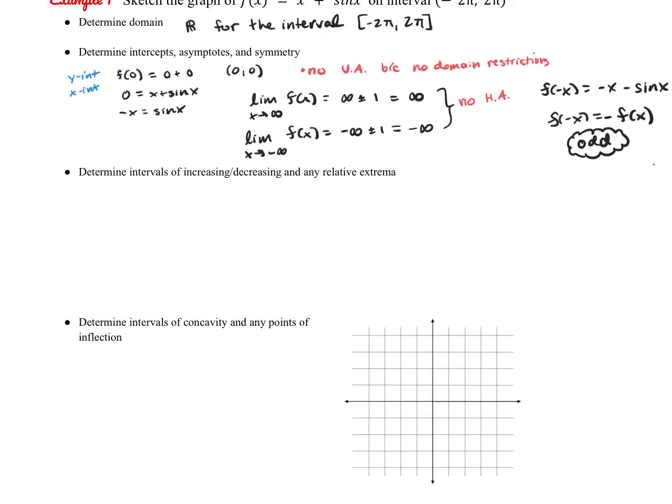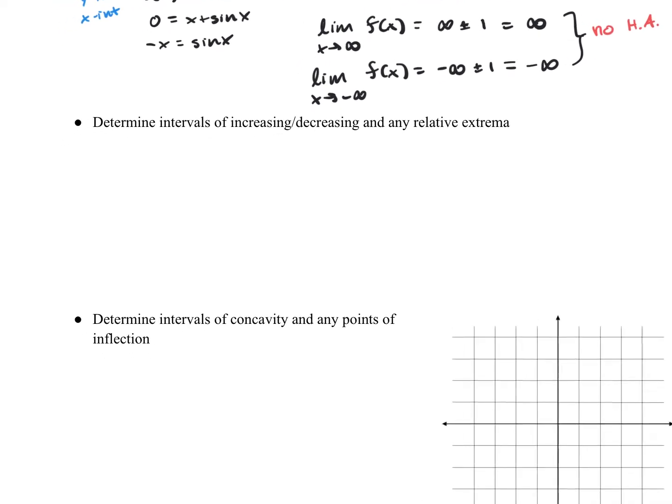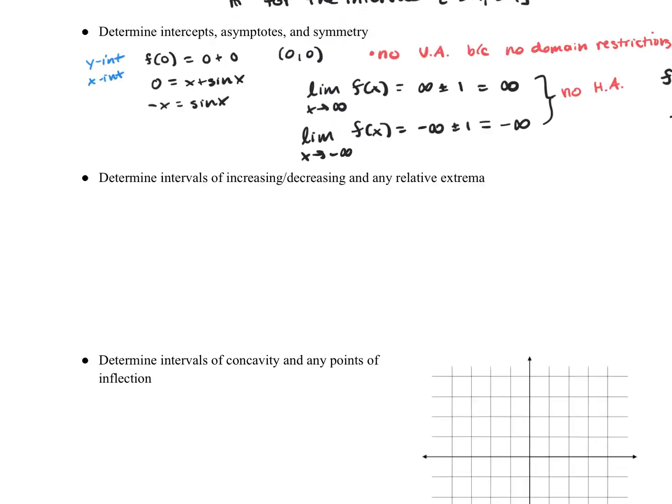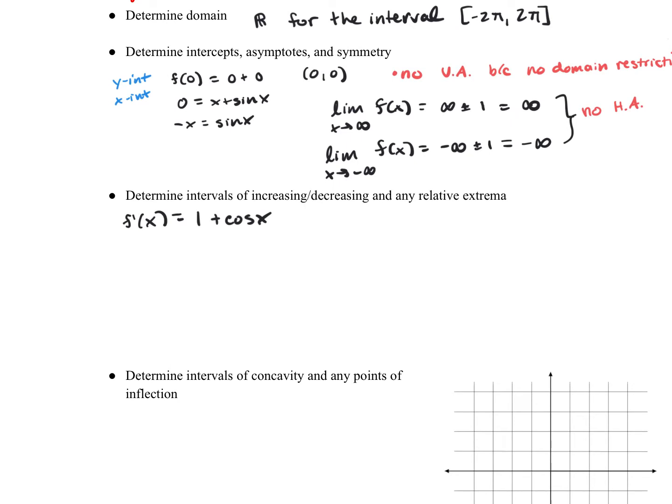All right, so now we're going to move on to all of our work with our first derivative. We're going to use our first derivative to determine any intervals of increasing and decreasing and to help us find our relative extrema. So first we need to find our first derivative. The derivative of x is just 1, the derivative of sine is cosine. We do want to find our critical points, which is when our derivative is equal to 0. So we'll set our equation equal to 0 and we will solve.